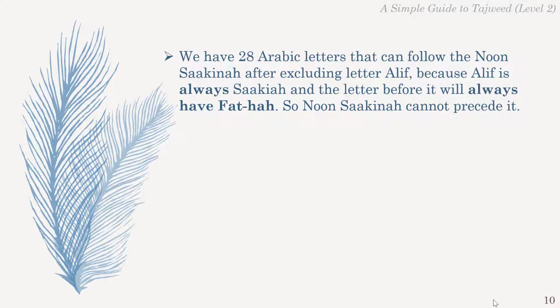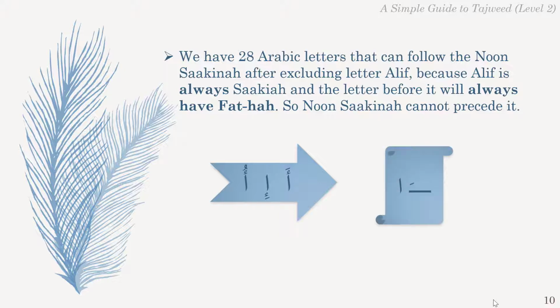We have 28 letters that can follow the Noon Saakinah after excluding letter Alif, because Alif is always Saakinah and the letter before it will always have Fatha. So, Noon Saakinah cannot precede it. Wait a minute, how does Alif have Fatha, Kasra and Dhamma? No, this haraka belongs to the Hamza, and the Alif is only a chair for the letter Hamza. So, this is letter Alif.